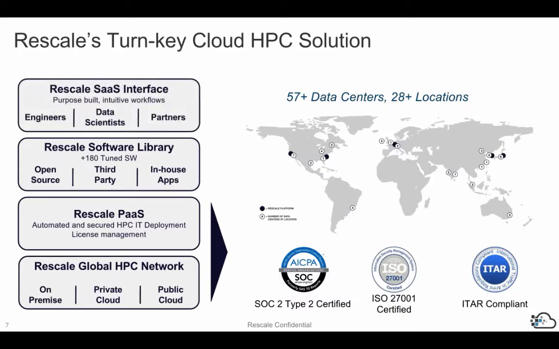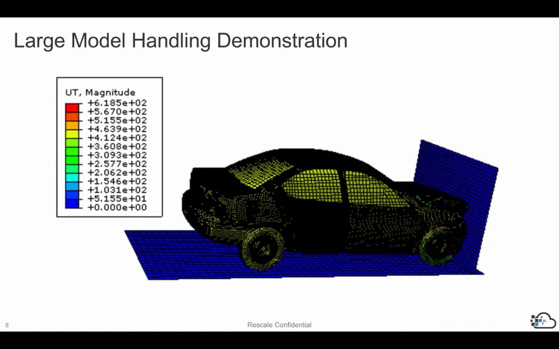The last layer of Rescale is the tailored interface. Giving you the software and giving you the hardware is one thing, but we also want to make sure that when you submit the job to the cloud, you're doing it in a very efficient manner. So let's look at how we actually leverage this interface to run analysis. Specifically here, I'd like to talk about large model handling. It can be frustrating to wait a long time to download or upload your input files. So I want to show you how we manage that using Rescale.